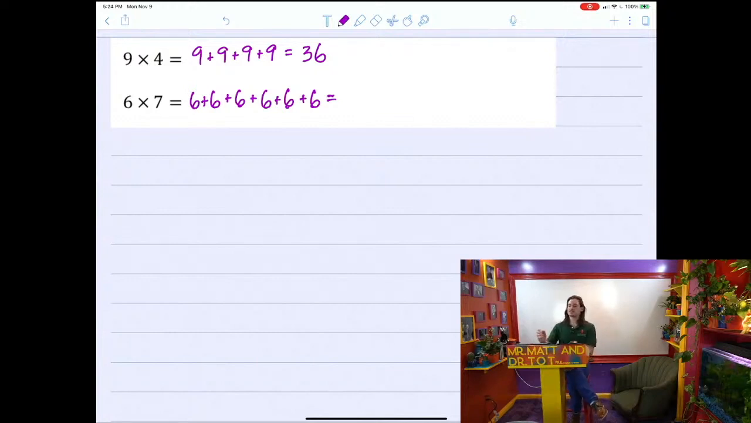But 6 times 7 is going to be 42, because 6 plus 6 is 12, 12 plus 6 is 18, 18 plus 6 is 24, 24 plus 6 is 30, 34, do I not have enough here? Oh, I'm sorry, I'm missing a 6. Oh, I was in trouble there for a second. Starting over, 6 plus 6 is 12, 12 plus 6 is 18, 18 plus 6 is 24, 24 plus 6 is 30, 30 plus 6 is 36, and 36 plus 6 is 42.